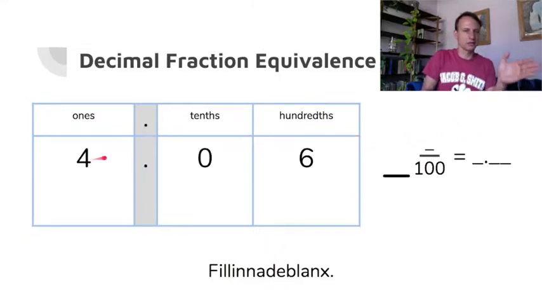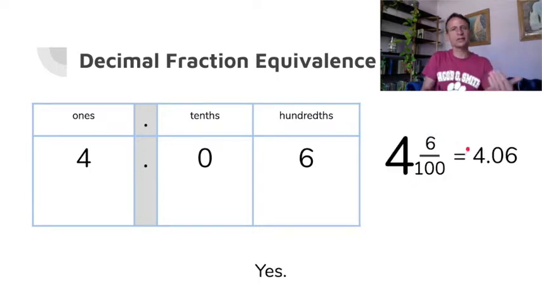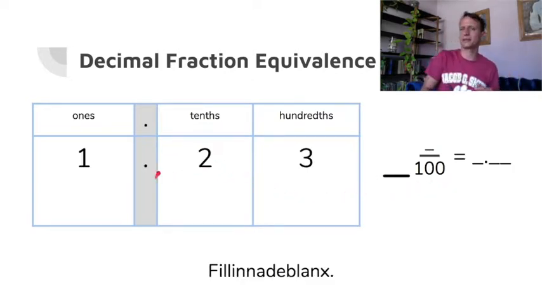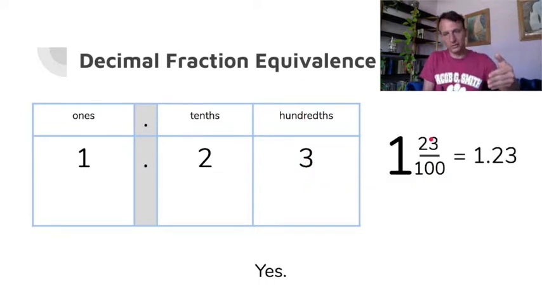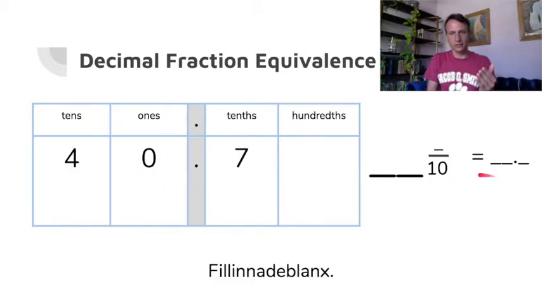How about this? 4 and 6 hundredths. As a mixed number, 4 and 6 hundredths, decimal, 4 and 6 hundredths. Great. This all looking familiar? That is why we're cruising through here. What's this number? 1 and, read it together, 23, where are we? Hundredths. 1 and 23 hundredths.